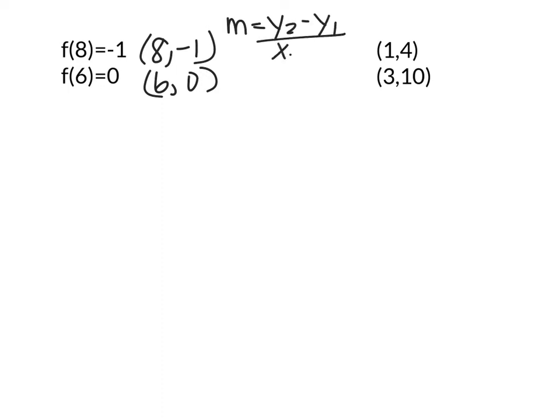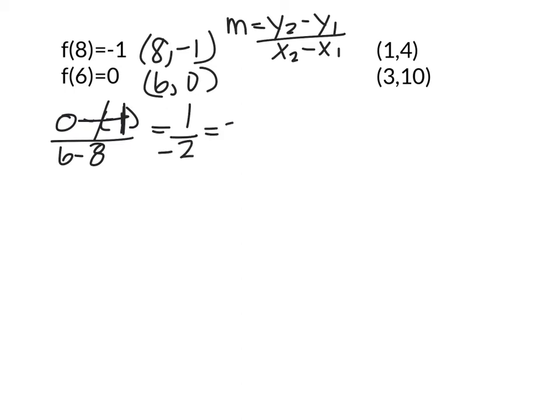Now what if it's in function notation or just giving you 2 points? Remember that function notation can be written as an ordered pair, 8, -1 and 6, 0. Well, I need to find the slope now. Remember our slope formula, m equals y2 minus y1 divided by x2 minus x1. So that's 0 minus -1 over 6 minus 8, which is 0 plus 1, so that's 1 over -2, which we'll write as -1/2.